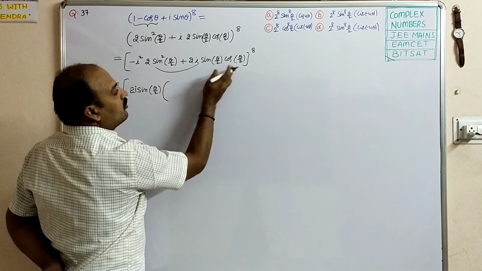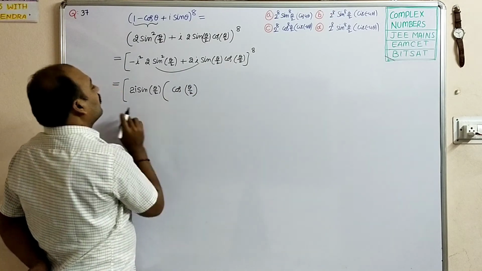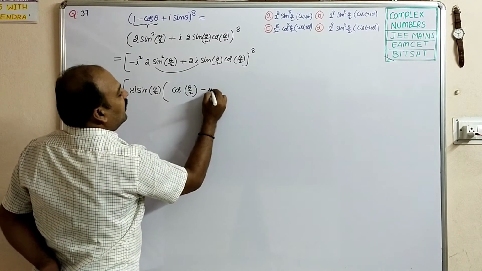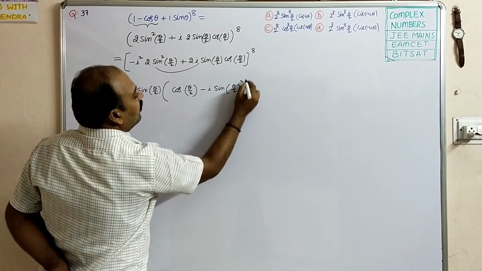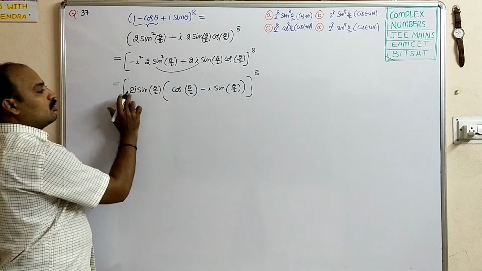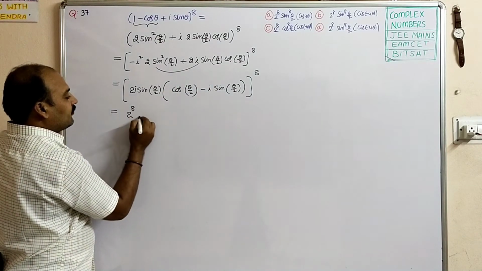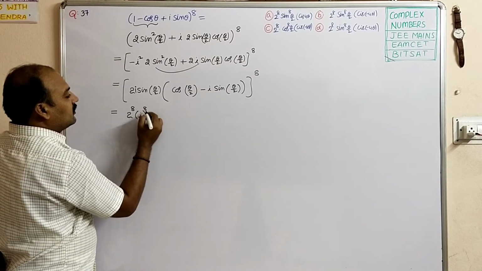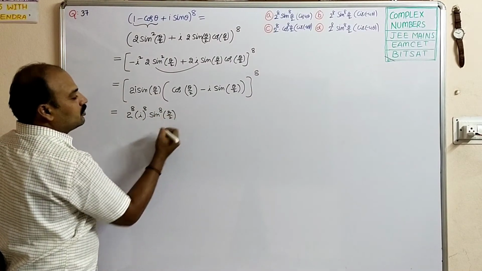2i sin theta by 2, if you take out common cos theta by 2 here minus i sin theta by 2, whole power 8, which is equal to 2i sin theta by 2 whole power 8. That means 2 power 8, i power 8, sin power 8 theta by 2.